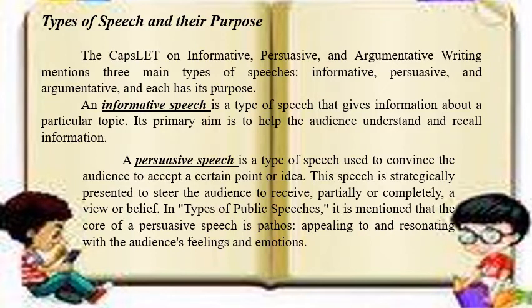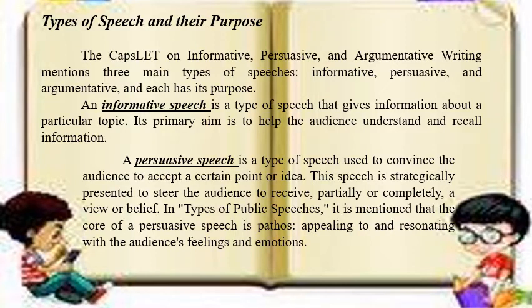Each has its purpose. An informative speech is a type of speech that gives information about a particular topic. Its primary aim is to help the audience understand or recall information. A persuasive speech is a type of speech used to convince the audience to accept a certain point or idea. This speech is strategically presented to steer the audience to receive partially or completely a view or belief.